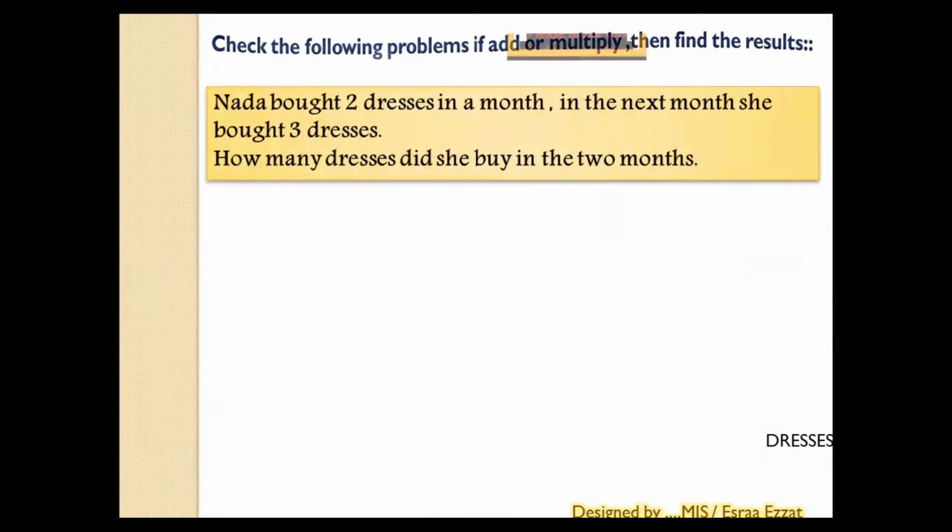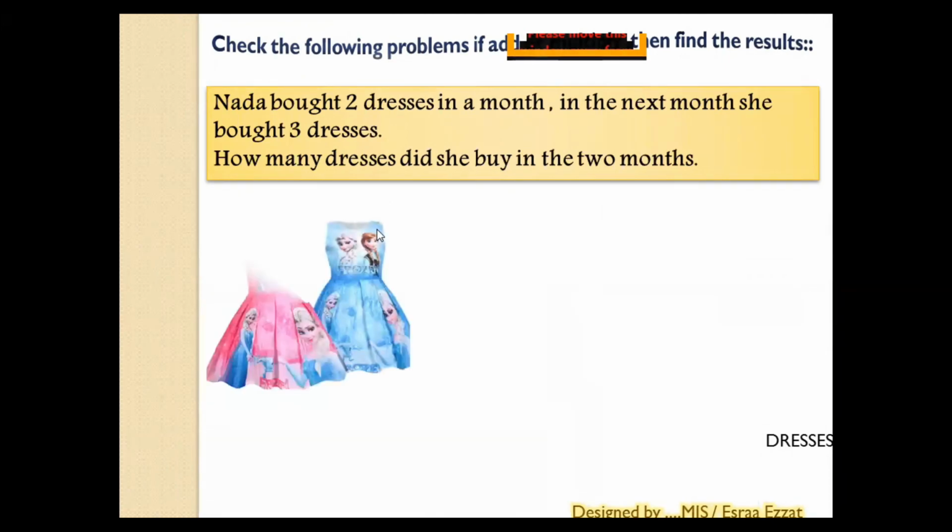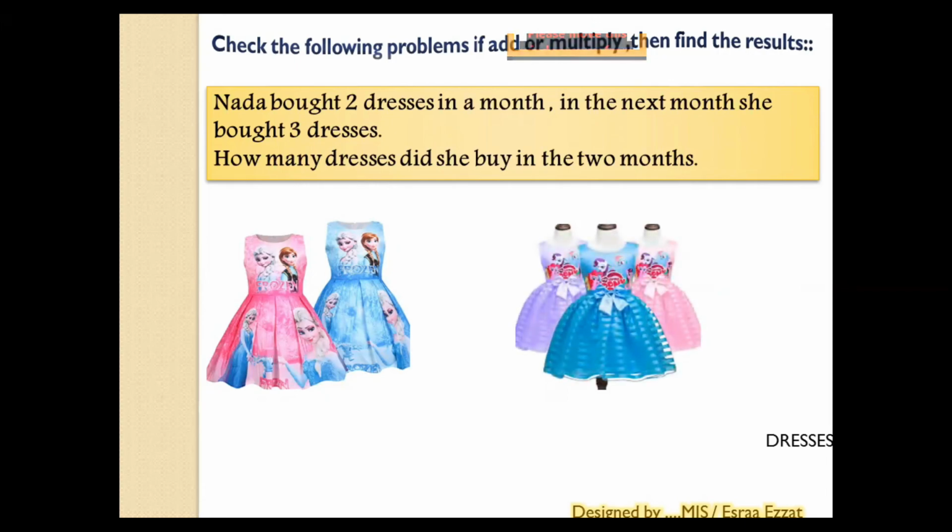Check the following problems. If addition or multiplication, then find the result. Here we have a word problem. It says that Nada bought 2 dresses in a month. In the next month, she bought 3 dresses. So in the first month, Nada bought 2 dresses, and in the second month, she bought 3 more dresses. How many dresses did she buy in 2 months?